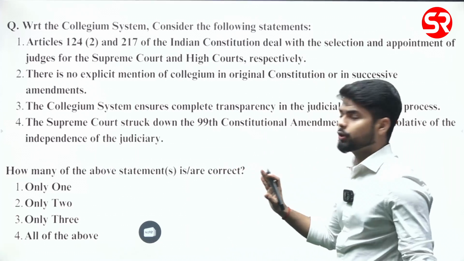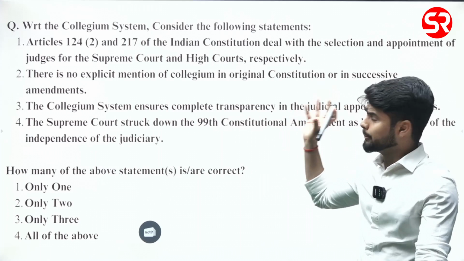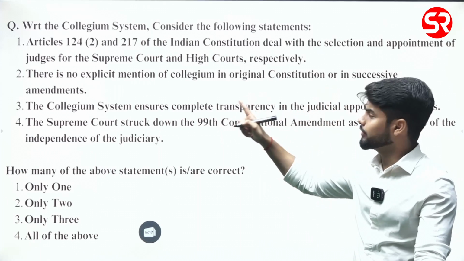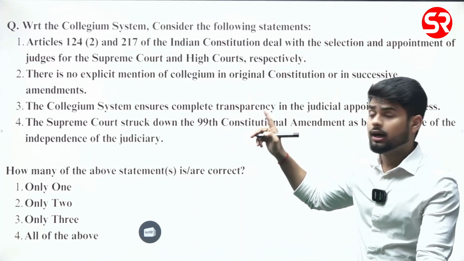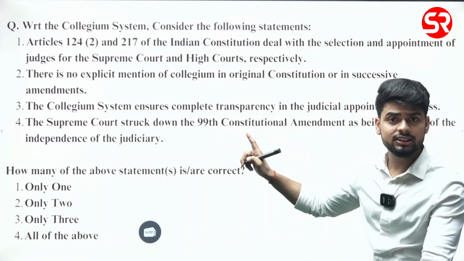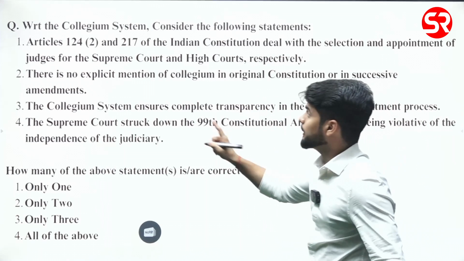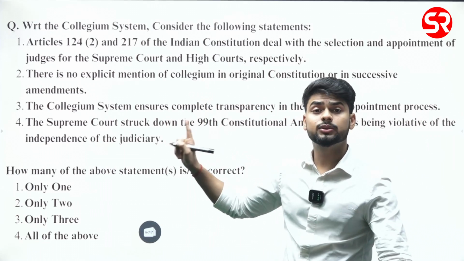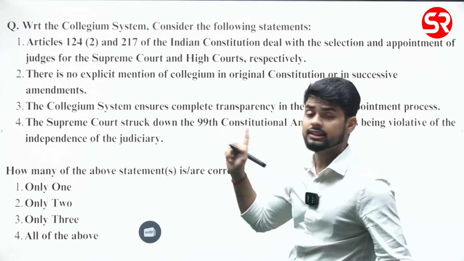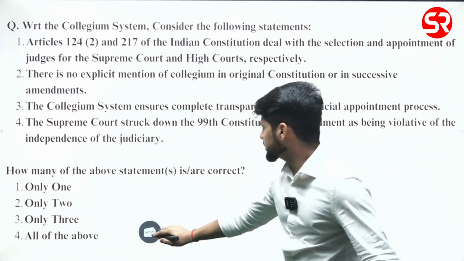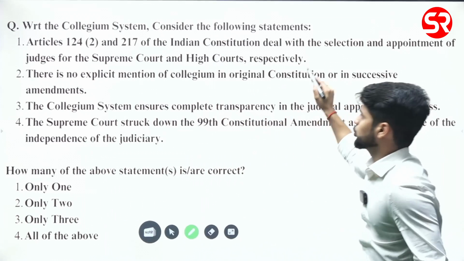So look at them confidently. Yes, the summary of this statement is that Article 124 Clause 2 deals with selection of Supreme Court judges. Yes, correct. Second part, Article 217 deals with the selection of the High Court judges. Yes, this is also correct. So the statement is completely true.